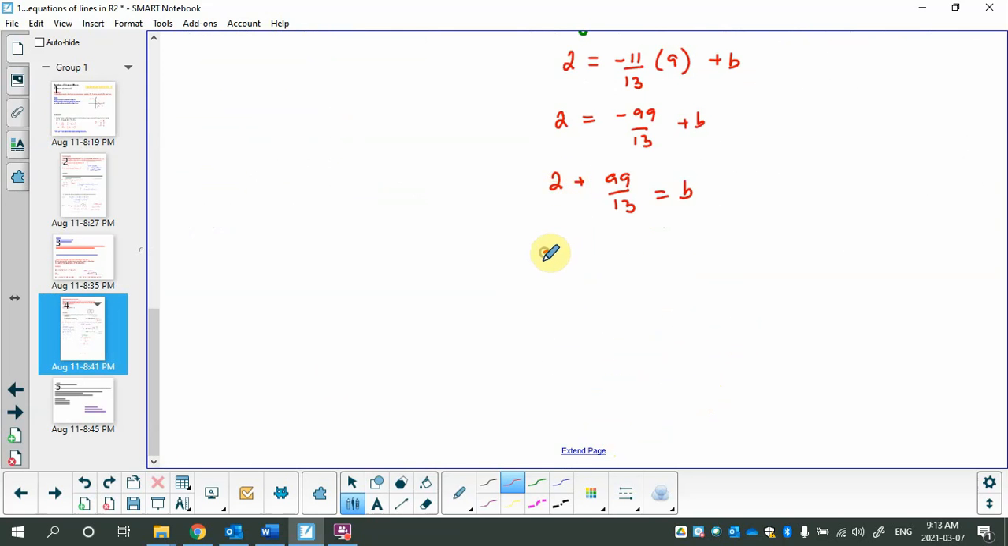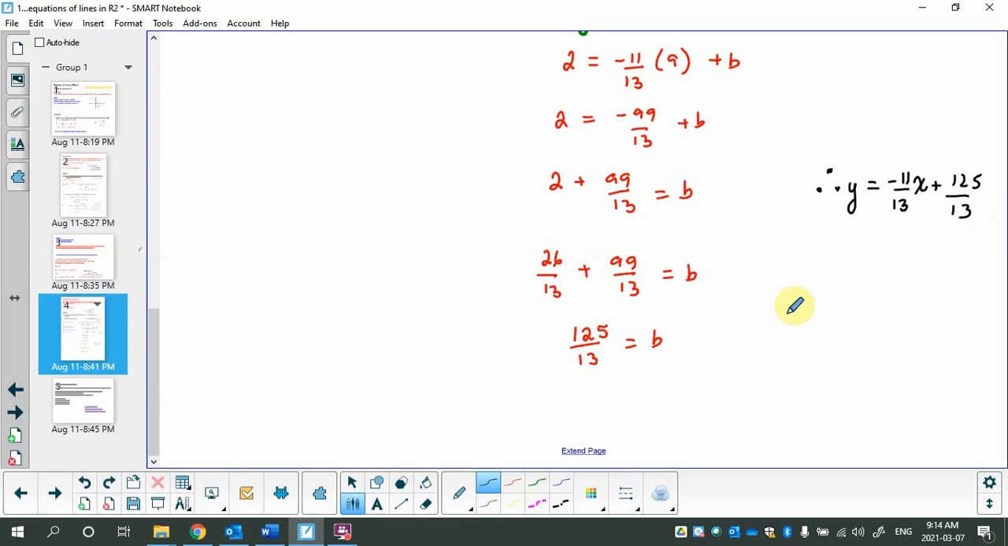2 over 1 is the same thing as 26 over 13 plus 99 over 13 equals b. So that's 125 over 13 is equal to b, and now I can make my equation. So this is an equation. So it's y equals negative 11 over 13 x plus 125 over 13. And that is y equals mx plus b, which is known as general form.